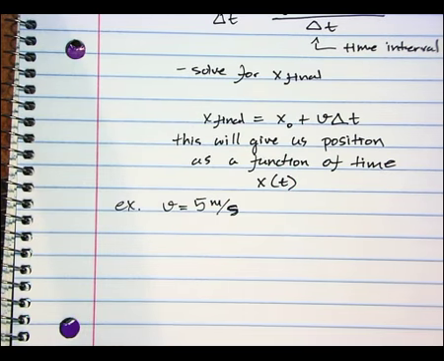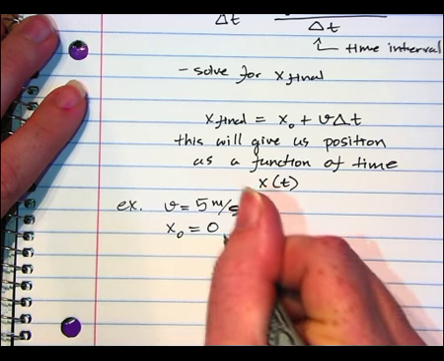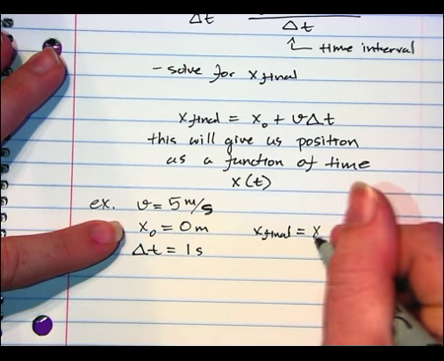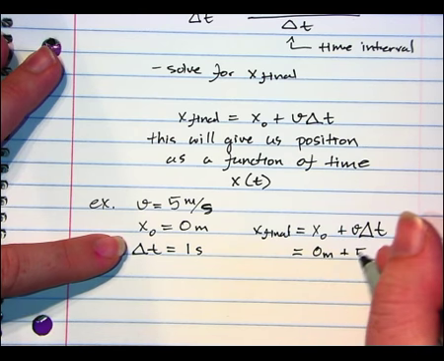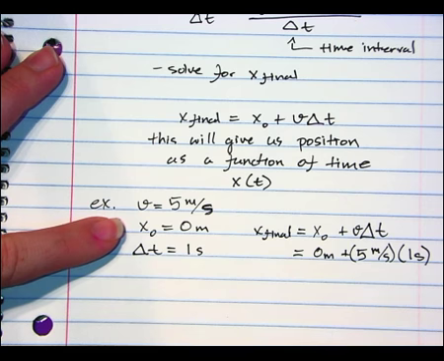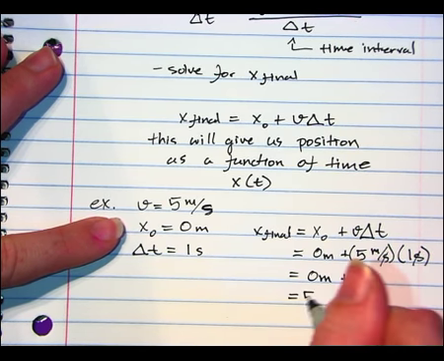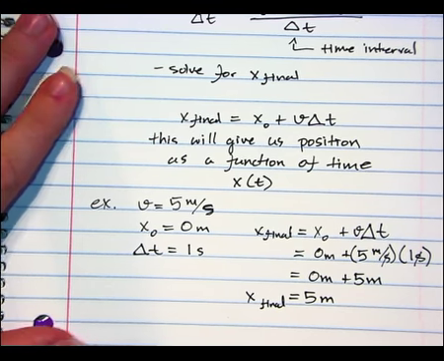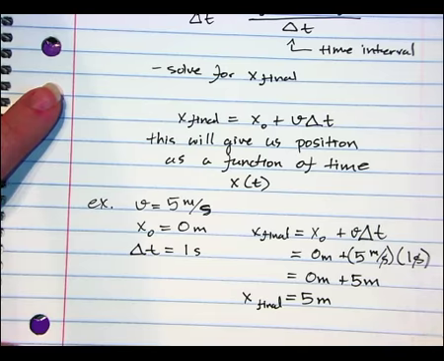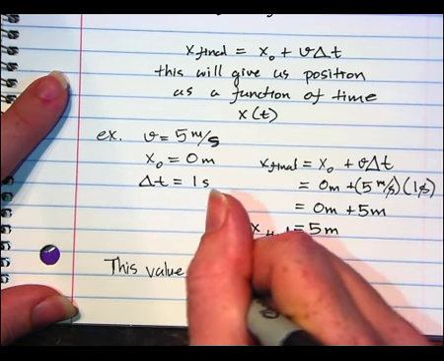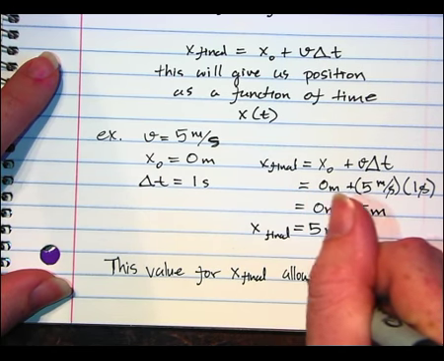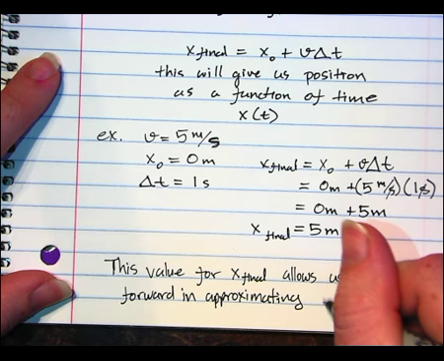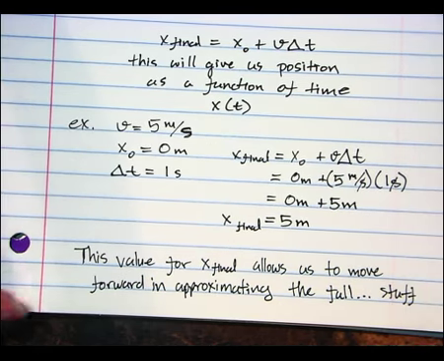Alright, so now let's do some plug and chug and actually see what's going on. We're going to give some values to some of these variables. We're going to say the velocity is 5 meters per second, initial position is 0, and the time interval, delta t, is going to be 1 second. Plug and chug, and then we get 5 meters. So after 1 second of falling, our object will have fallen 5 meters. This value for the final position will allow us to move on with all of the falling stuff.